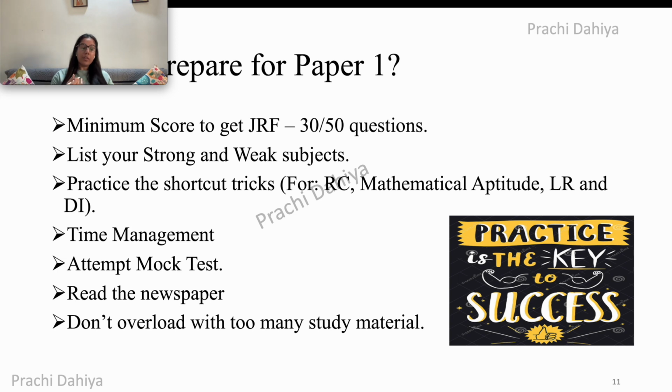Then time management, very important. Then attempt mock tests. From the start of the video, I'm saying that practice is the key to success. Read the newspaper for questions related to the higher education system, like QS World Ranking, NIRF ranking. So at least be somewhat connected to the newspaper. Don't read the newspaper wholly like people preparing for IAS. No need to do that, but at least be aware of the news. But don't overload yourself with too much study material. Don't do that, please. Now I'll tell you the books which you can refer.